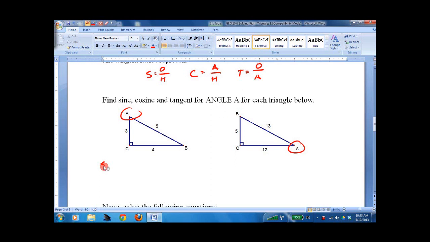So sine of A equals opposite over hypotenuse. Cosine of A equals adjacent over hypotenuse. And tangent of A equals opposite over adjacent.